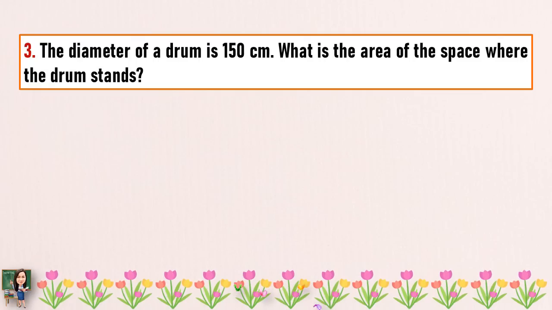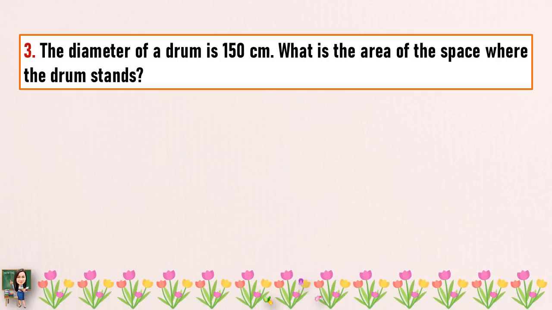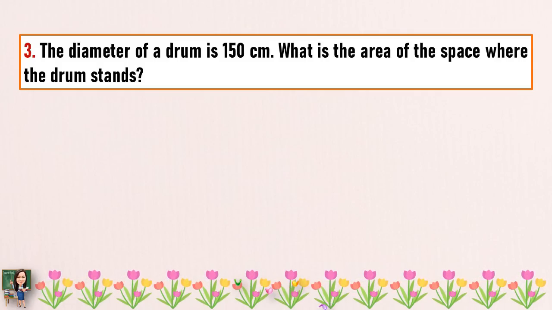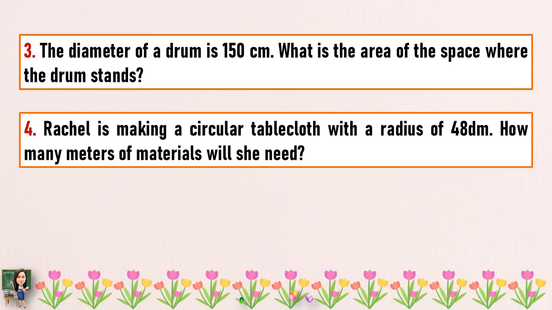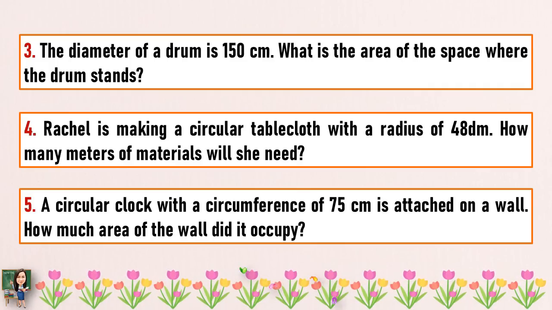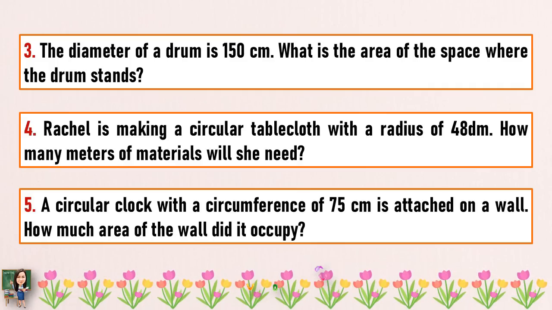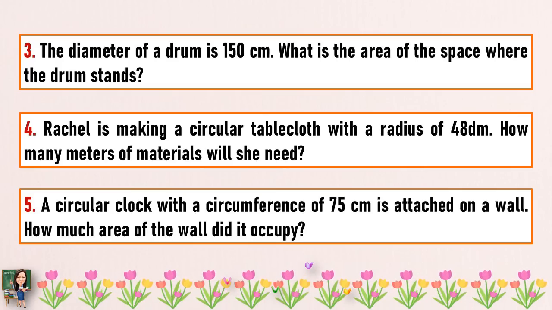For number 3, the diameter of a drum is 150 cm. What is the area of the space where the drum stands? Number 4, Rachel is making a circular tablecloth with a radius of 48 dm. How many meters of material will she need? And number 5, a circular clock with a circumference of 75 cm is attached on a wall. How much area of the wall did it occupy? So for number 3, 4, and 5, you are the one to answer this problem.